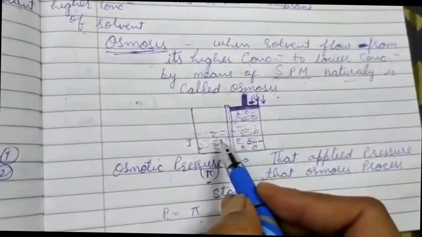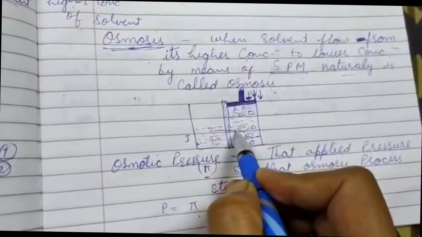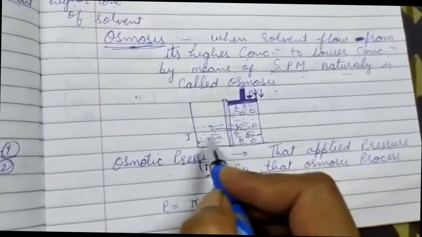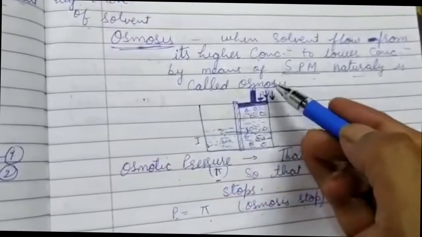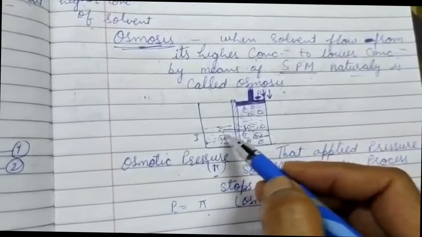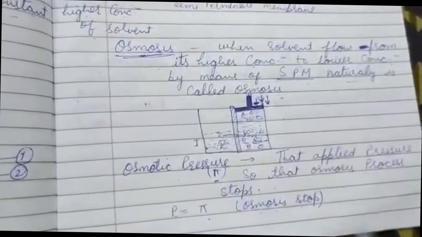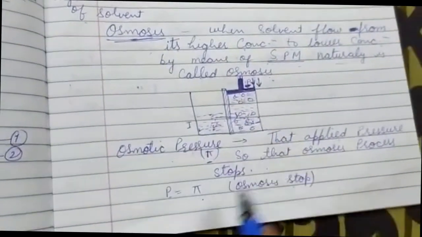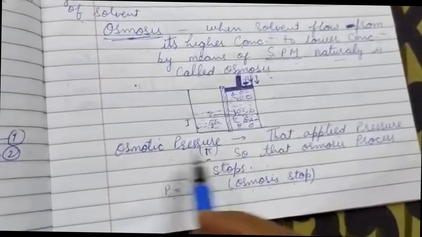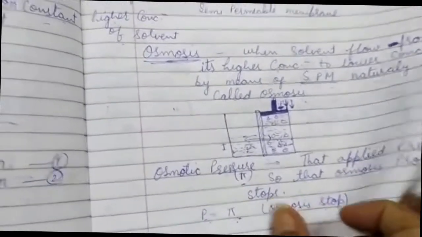The osmosis process was going on, and the water molecules were flowing from this side to this side. But now we want to stop this flow of water, so we have to apply a pressure. When we apply the pressure, the water molecules will not flow from this side to this side, so the osmosis process gets stopped. When this applied pressure becomes equal to the osmotic pressure, the osmosis process will stop at this condition.